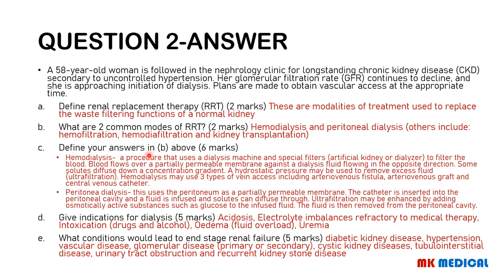Then, of course, with peritoneal dialysis, you're going to be using the peritoneum as the partially permeable membrane. So the catheter is going to be inserted into the peritoneal cavity, and then we infuse a fluid inside. Solutes are going to diffuse into this fluid, and this fluid is going to be pumped out. So we can enhance the process of ultrafiltration by adding osmotically active compounds like glucose, even glucose polymers, to this fluid. And then of course this is going to cause even much more filtration from the blood, and then the fluid is eventually removed from the peritoneal cavity.